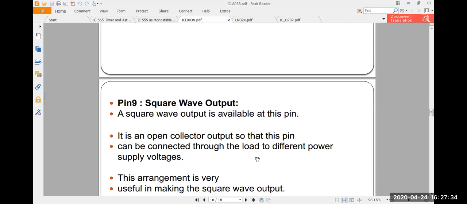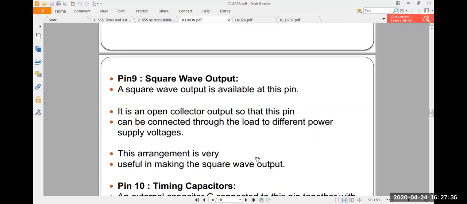Now, what is open collector output? Open collector output means there won't be any loading effect at the output, so that it can be connected to different power supply voltages. And that means it can be cascaded to other electrical circuits. That is why we have this open collector output, so that there won't be any loading problem as far as square wave output is concerned.